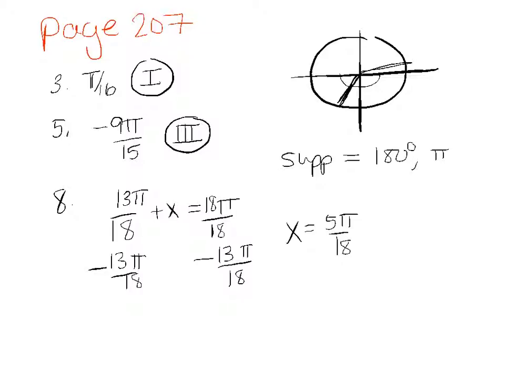Now there's not going to be a complement because 13 pi over 18 is already bigger than 90 degrees, or pi over 2, right? It's already bigger than half. So there is not going to be a complement on this one.